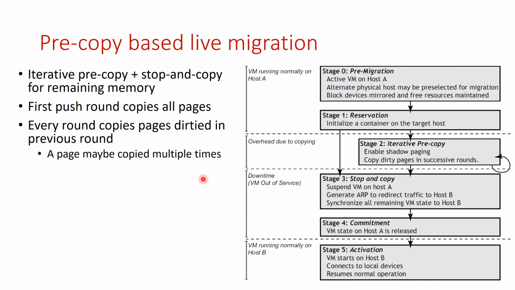Then you do stop and copy. This is where the VM is down. So in this pre-copy stage, the VM is still live, it is running, though its performance may be impacted a little bit. And now in the stop and copy is when the VM is fully shut down, and whatever is the CPU context, remaining memory, you copy all of that to host B, and you do any things like generating ARP to redirect traffic, the network interface is migrated, all of that is done.